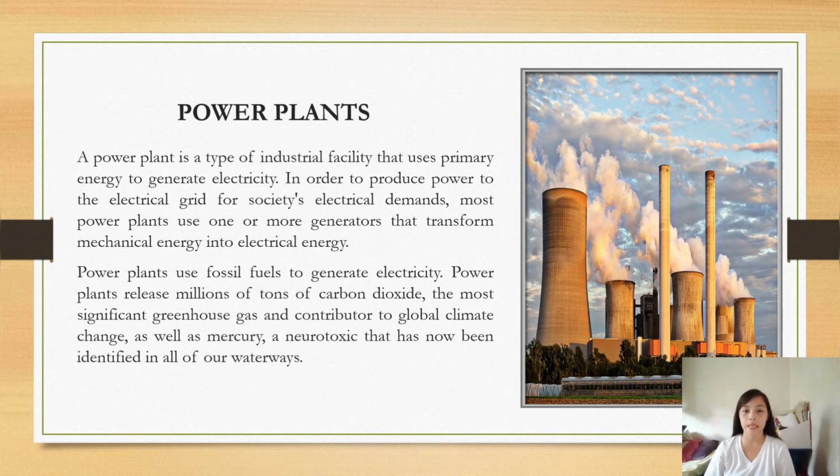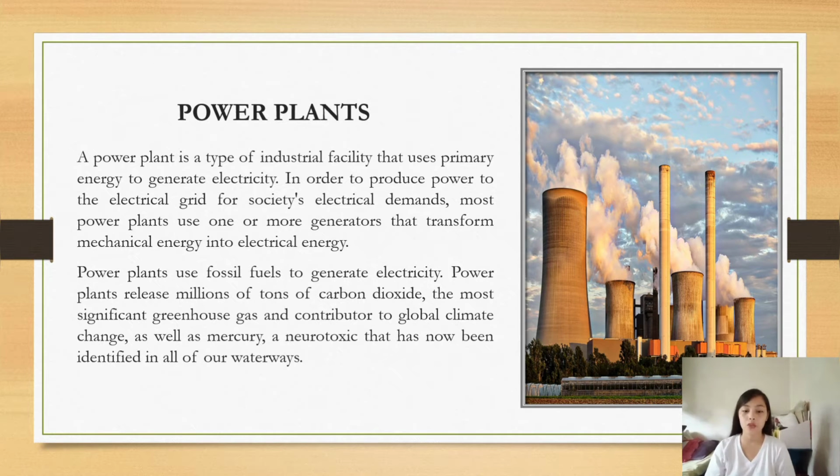Next is power plants. A power plant is a type of industrial facility that uses primary energy to generate electricity in order to produce power to the electrical grid for society's electrical demands. Most power plants use one or more generators that transform mechanical energy into electrical energy.